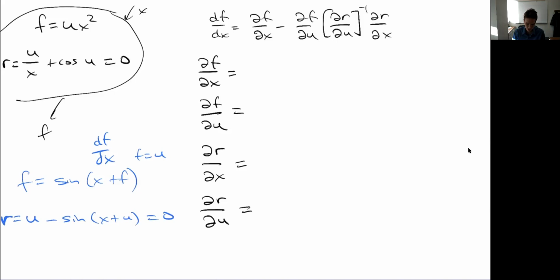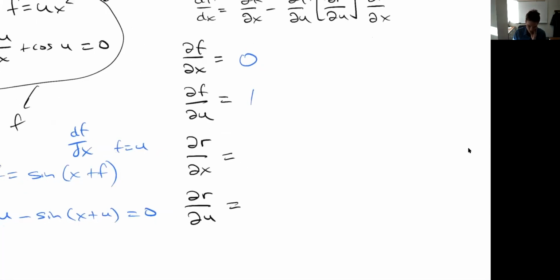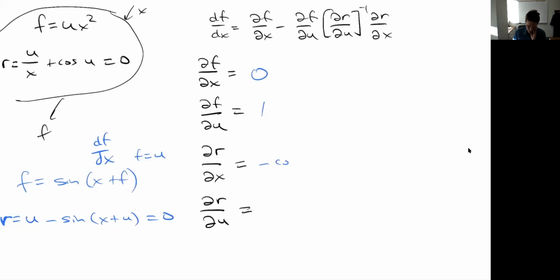So df dx, that's the partial of f with respect to x, but f is just u, so it doesn't depend on x at all, so that's 0. Partial of f with respect to u is just 1. The partial of r with respect to x, so now I have to look at this term, u's are constant, so that's going to be a minus cosine of x plus u, I believe. And now the partial with respect to u is going to give me 1 minus cosine of x plus u.